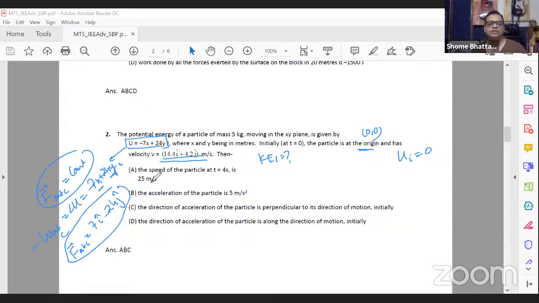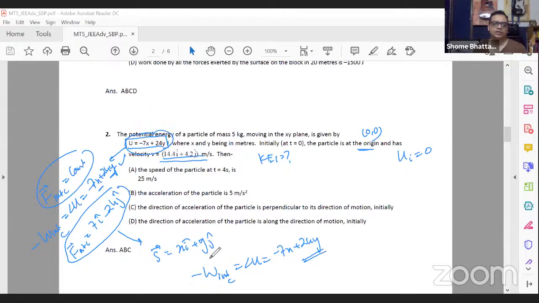This type of force will give you this type of potential energy. Because if you take displacement as xi cap plus yj cap, then the negative of work done is your change in potential energy, which gives minus 7x plus 24y. So from this expression, your internal force is 7i cap minus 24j cap. From this, you will now get the acceleration.